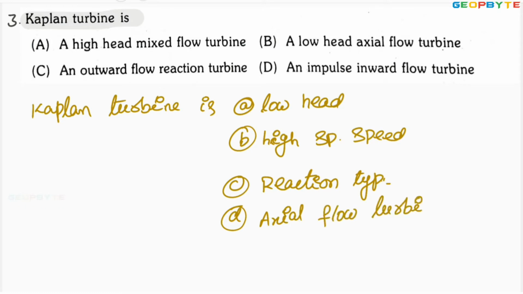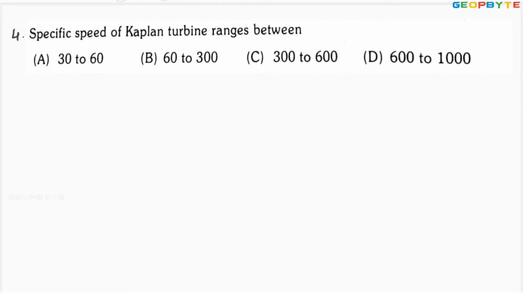Here axial flow means the flow is happening parallel to the axis of the shaft. Axial flow turbine means the water is flowing parallel to the turbine shaft axis. Anyhow, Kaplan turbine is low head axial flow turbine. Therefore, option B is absolutely correct. Let us take another problem. Look at the fourth problem.